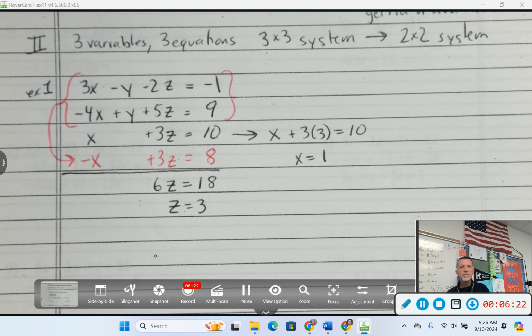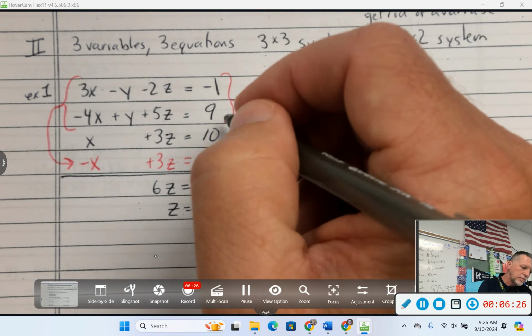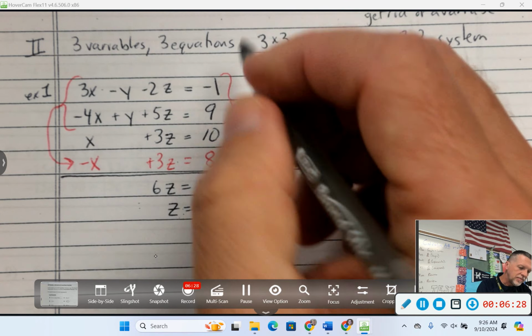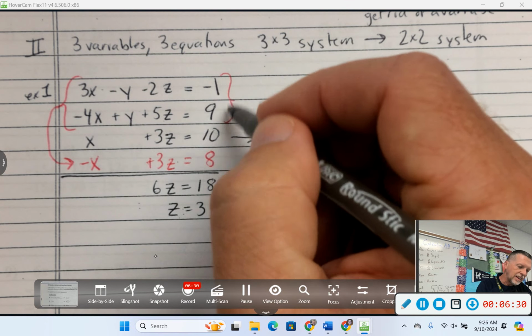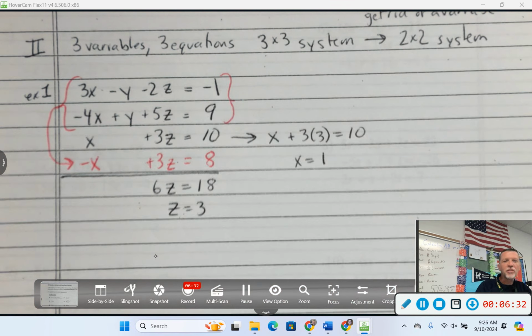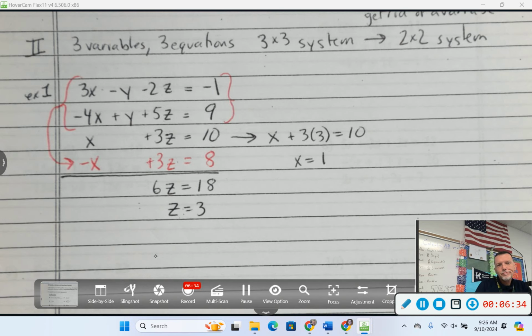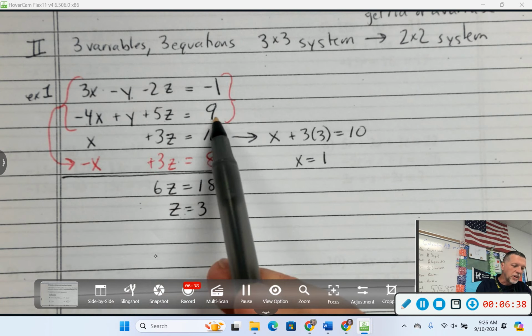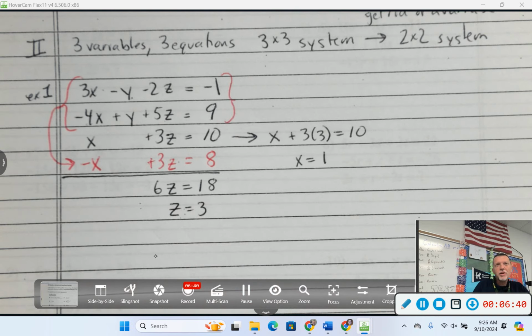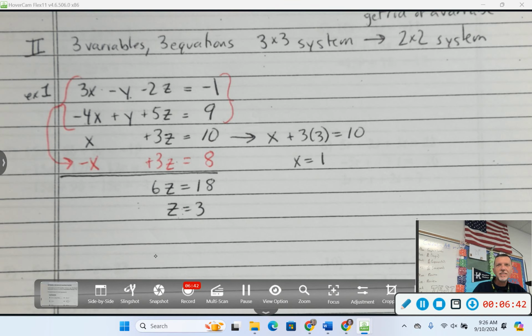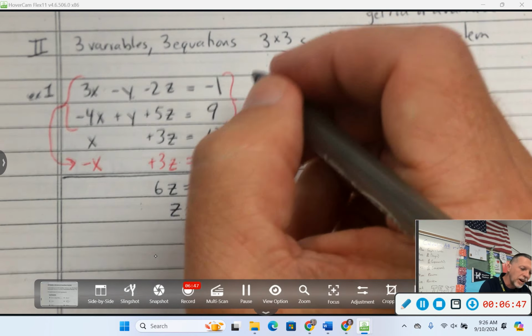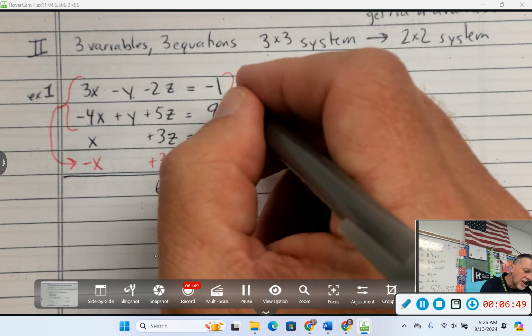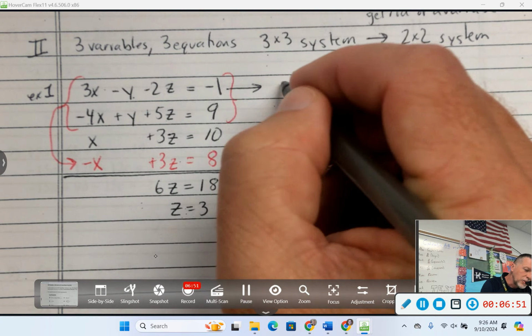So I've got x and z. Now I need y. So I need to go back to one of my original equations. I don't know which one of those you prefer. First one has a negative y. Second one has bigger numbers. You got a preference? First or second? It shouldn't matter, right? It should get the same thing either way. Alright, well, no preferences. I'm just going to jump to the first one.